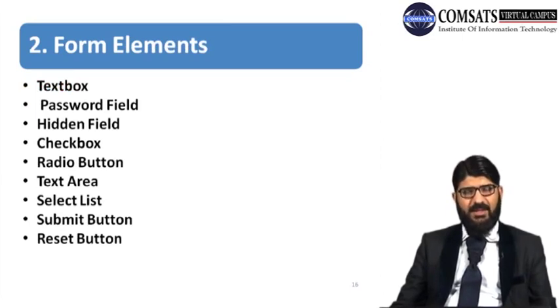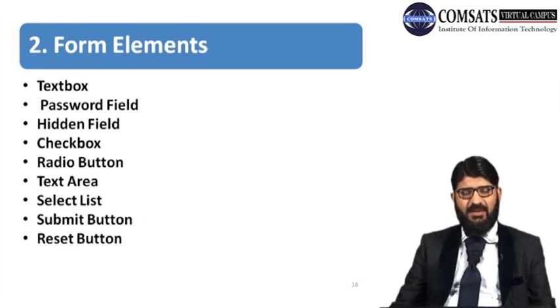Form elements. What are the HTML form elements? These are the major HTML form elements. One is the text box, which is usually used for taking input from the user. Then the second one is the password field, which is again used normally for taking the password in encrypted form from the user. Hidden field: if you want to hide a field, you can use the hidden field form element. Checkbox is normally used when you want to take multiple defined options from a user.